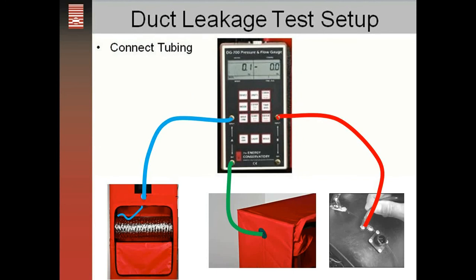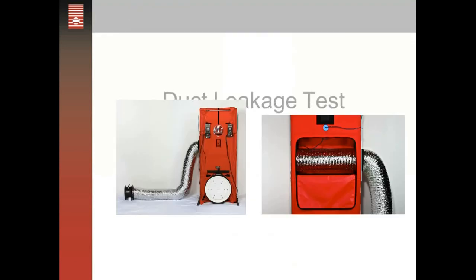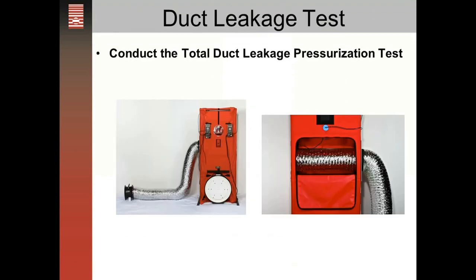And then on channel B, we'll connect the input on channel B to the fan, the Duct Blaster fan itself. So that's our gauge connection. For a total pressurization test, you'll have the flex duct stretched out, the speed controller connected up, and all the tubing connected up. You can have the blower door set up or not. You can do that either way.